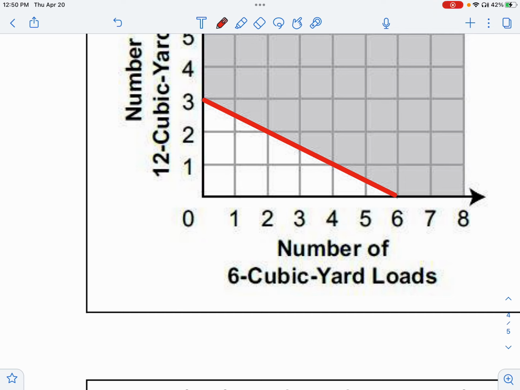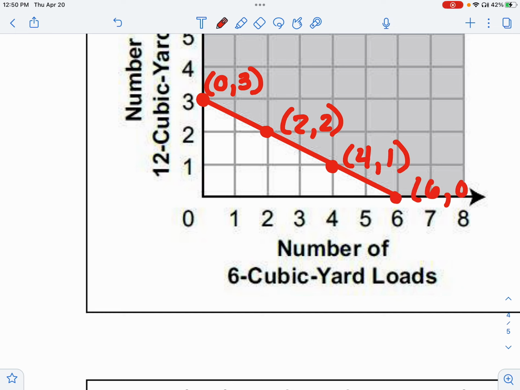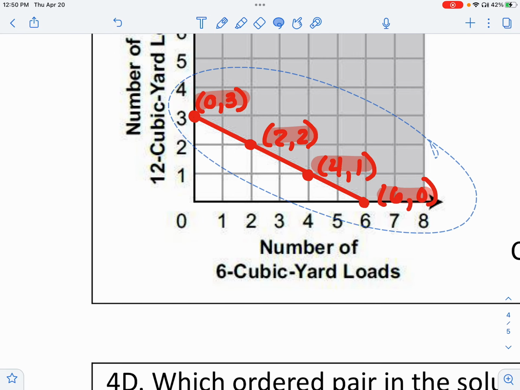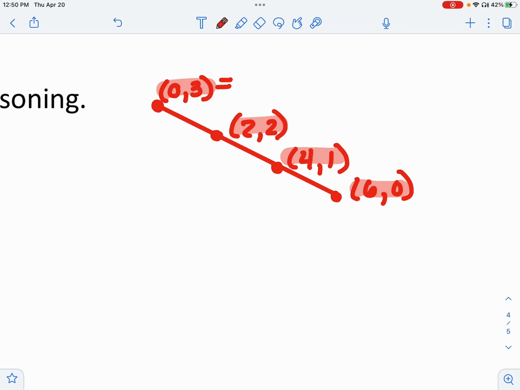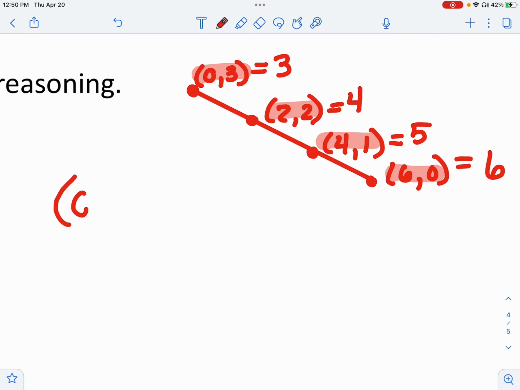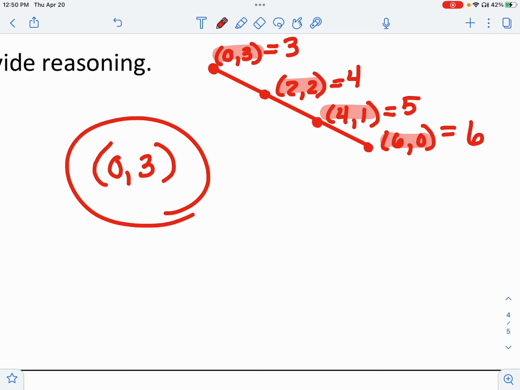So let's look at our loads. This is a possibility, 0, 3. And this is a possibility, 2, 2. This is a possibility, 4, 1. And this is a possibility, 6, 0. Which one of these will be the least amount of loads? Well, this one is a total of 3 loads because it was 2 different trucks. This is a total of 4 loads from the 2 different trucks. This is a total of 5, and this is a total of 6. So 0, 3 is the point that represents the least amount because it represents 3 loads between the 2 trucks.